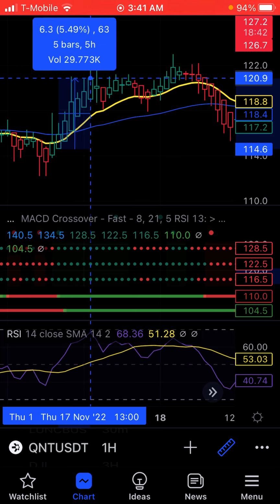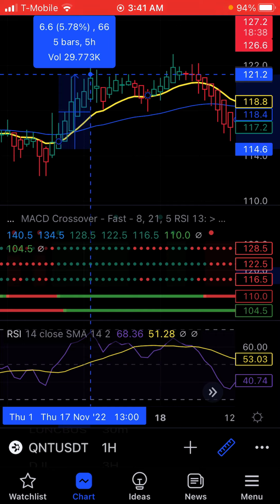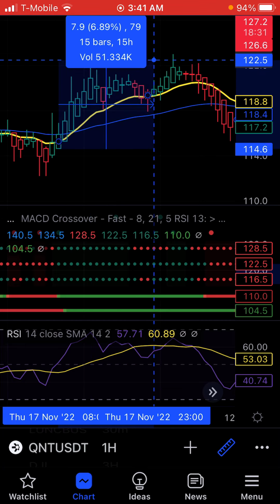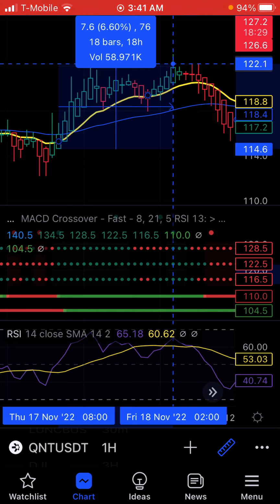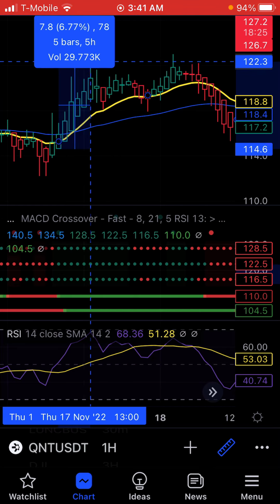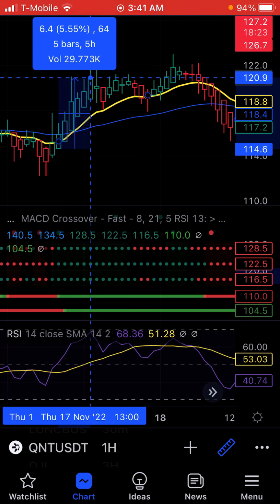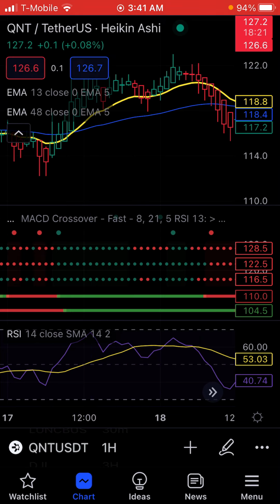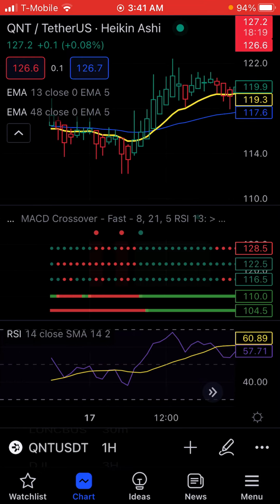But you see the RSI starting to go back into the yellow line, and that's a signal that it's going to start going down. So you know exactly when to get out. You could get out here, but that's risky. I would have got out right around here. So that's another 5%.